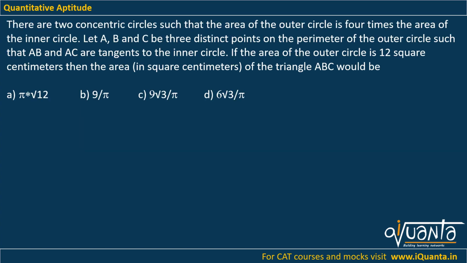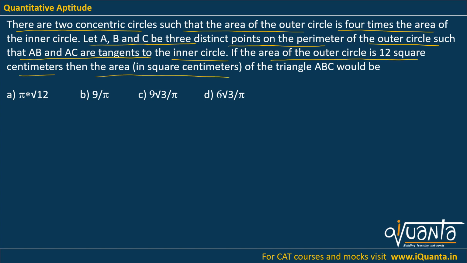The question is, there are two concentric circles such that the area of the outer circle is 4 times the area of the inner circle. Then A, B, C be 3 distinct points on the perimeter of the outer circle such that AB, AC are tangents to the inner circle. If the area of the outer circle is 12 square centimeters, then the area in square centimeters of the triangle ABC would be. So first of all, we need two concentric circles.